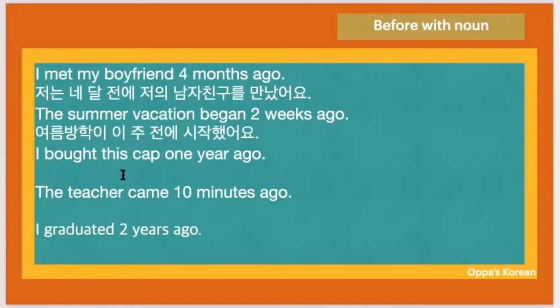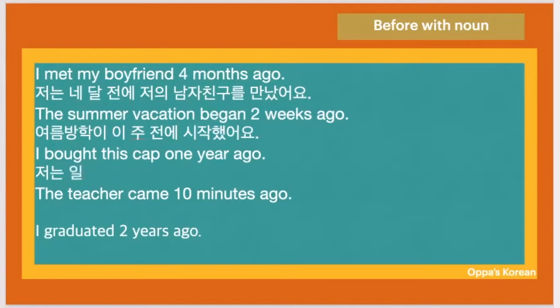I bought this cap 1 year ago. 저는 1 year ago, 1 year, 1년. 1 year is a noun plus ago, so 1년 전에, this cap, 이 모자를 샀어요.